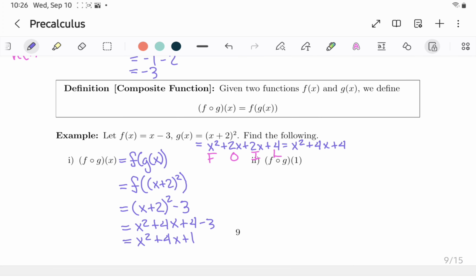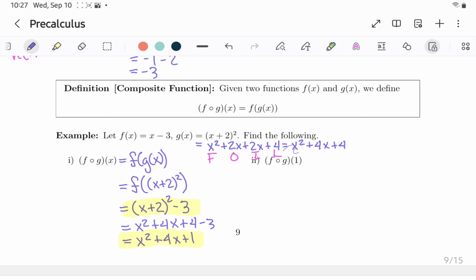Okay. In the Lumen problems, it doesn't matter if you simplify your expression for the composite function. So we could have left our answer as x plus 2 squared minus 3, or we could have simplified it. Lumen will count it correct either way.